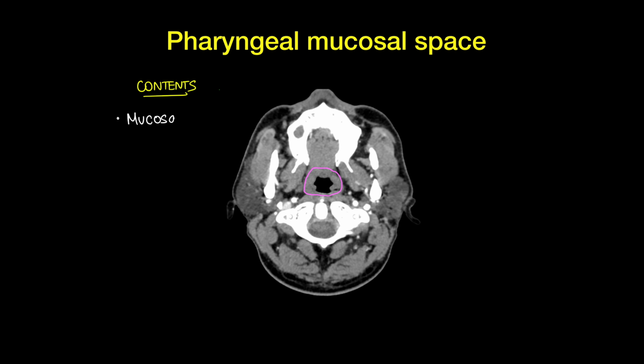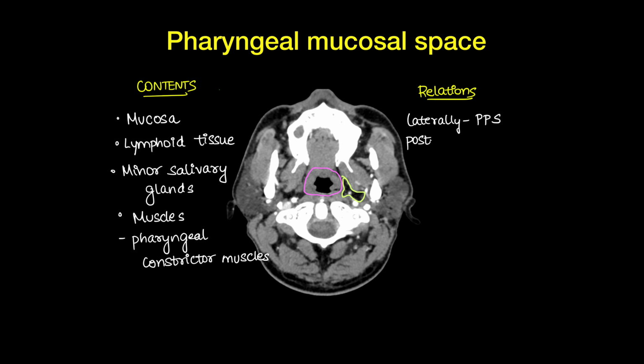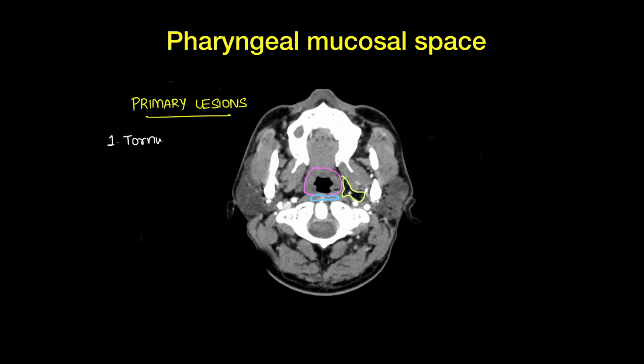So this is the pharyngeal mucosal space outlined in pink. What all does it contain? It contains the pharyngeal mucosa, lymphoid tissue, minor salivary glands, and some muscles like the pharyngeal constrictor muscles. So its relations are, laterally it's related to the parapharyngeal fat space, posteriorly it's related to the retropharyngeal space. As the name suggests, it's behind the pharyngeal mucosa.